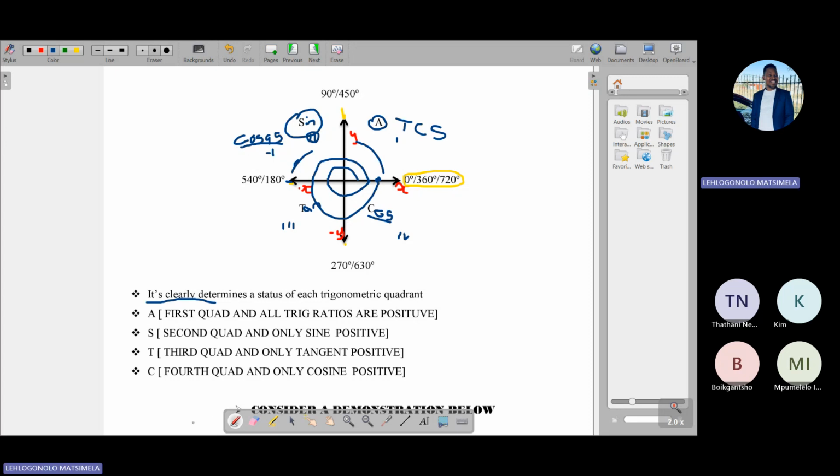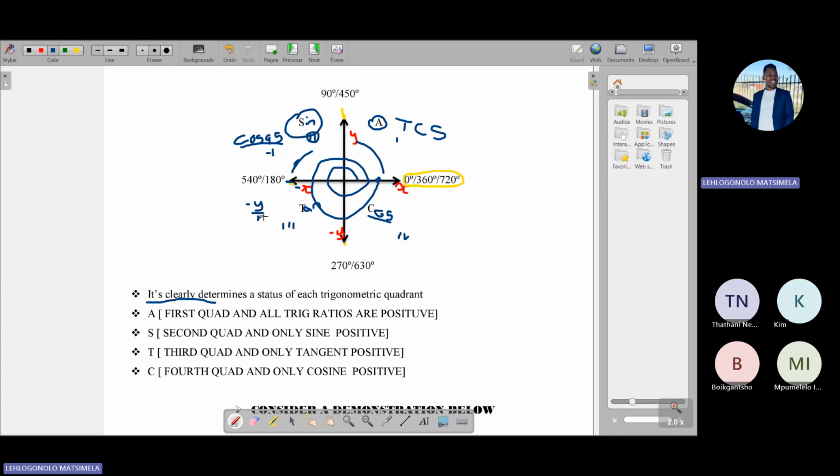Then going further, the third quadrant, only the tan is positive. That's what they mean, which means cos and sine are negative numbers. Why are we saying they are negative? It is because on the third quadrant, x is negative and y is negative. And remember, our sine is y over r. So we're going to have negative y over r.